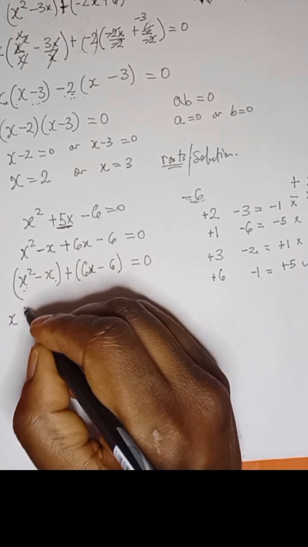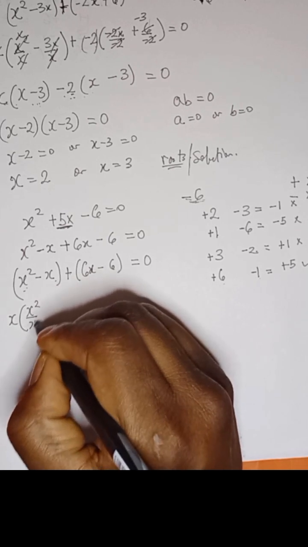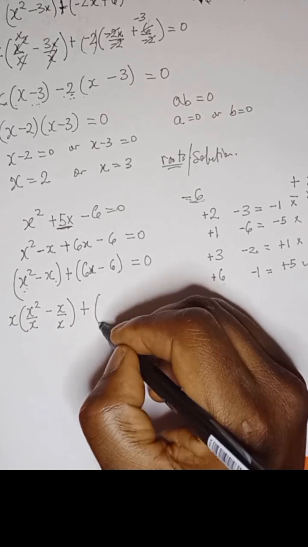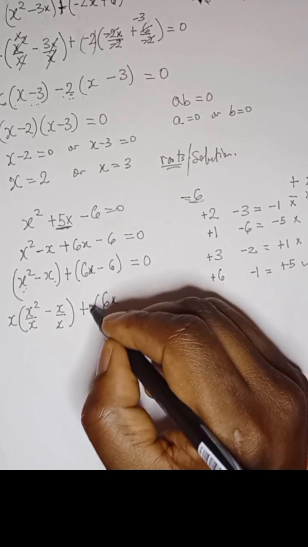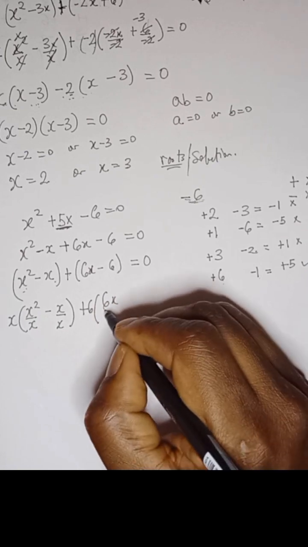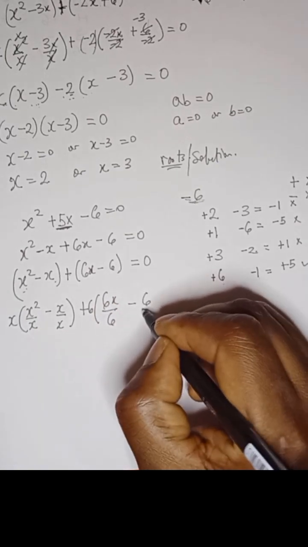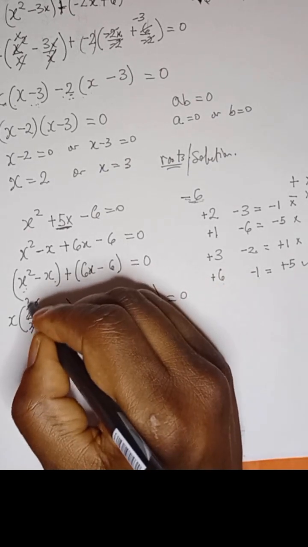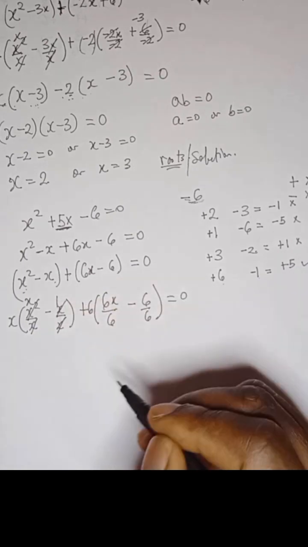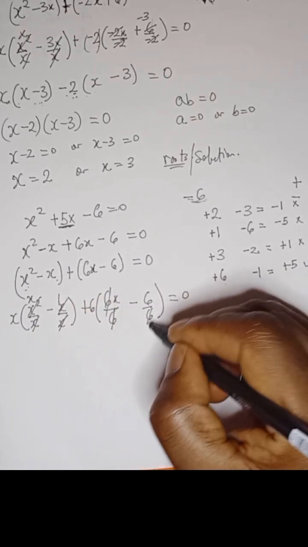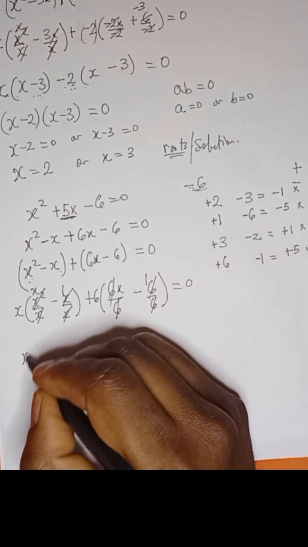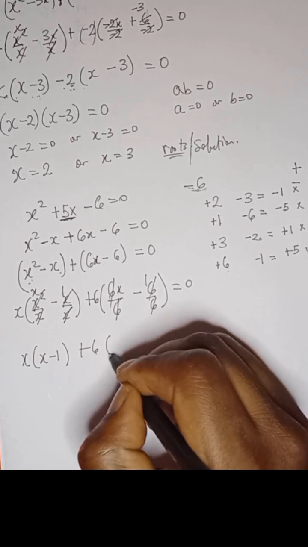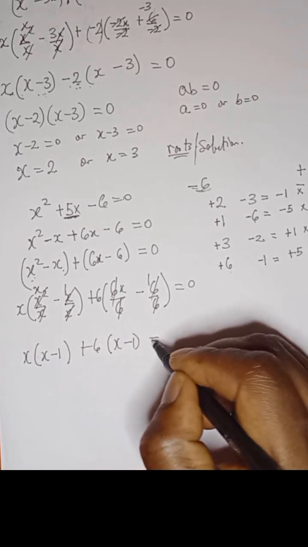What is common between x squared and x? We have x, and then x squared divided by x, minus x over x, separated by the positive sign. For 6x minus 6, 6 is common, so 6 comes outside, divided by 6, minus 6 over 6, equals 0. The x cancels, I'm left with just x, and this cancels, I'm left with 1. 6 cancels 6 here, and this gives me just 1. So I'm left with x into bracket x minus 1, plus 6 into x minus 1, equals 0.